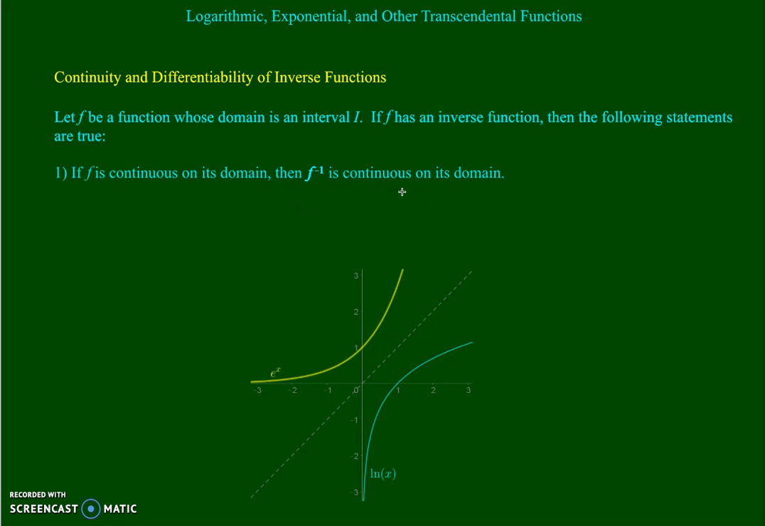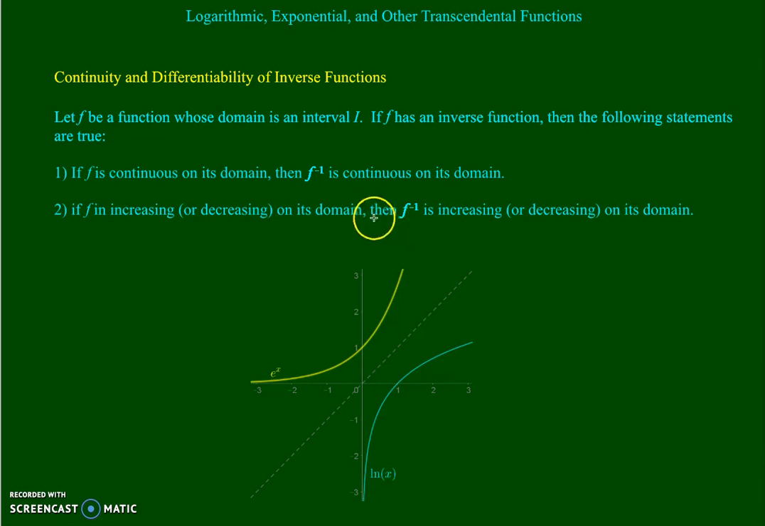Let's take a look at the second statement. The second statement says if f is increasing or decreasing on its domain, then the inverse of f is increasing or decreasing on its domain. Here we see the natural log is increasing on its domain, and so too is e to the x, increasing on its domain. And let's go ahead and take a look at a third statement.